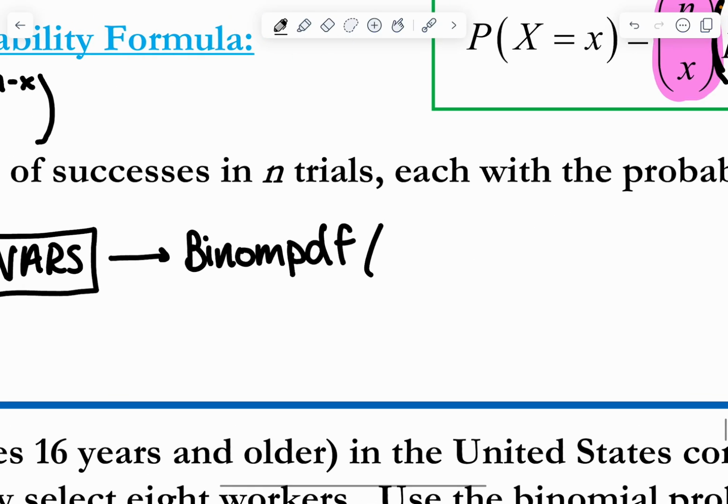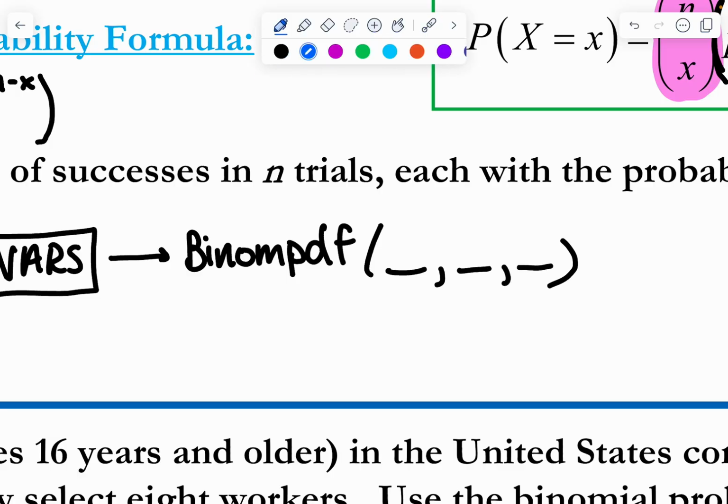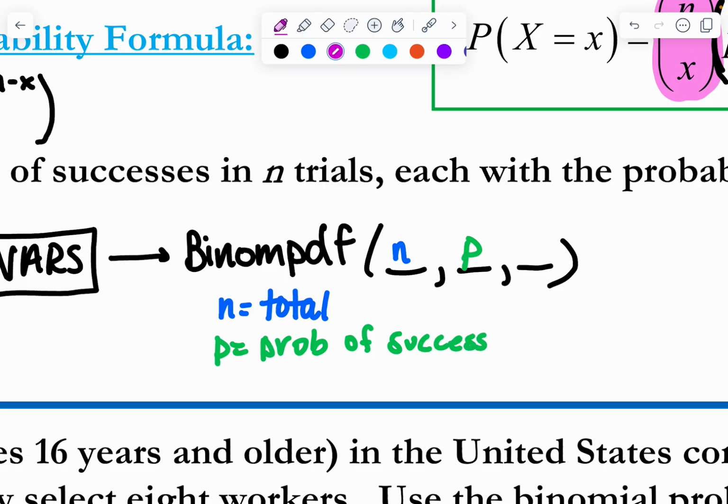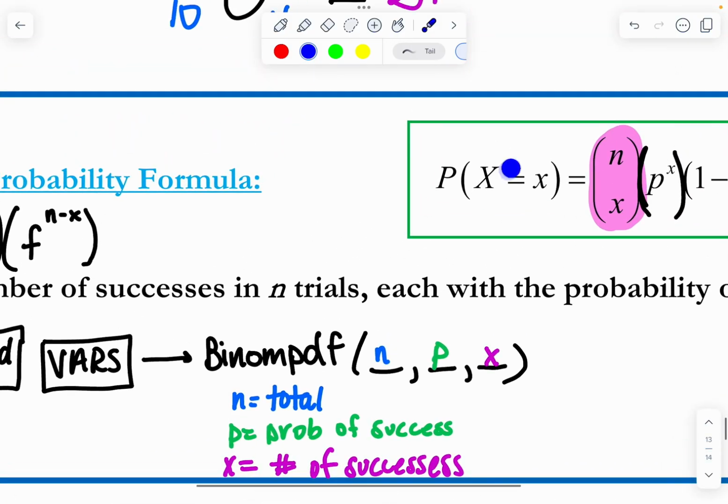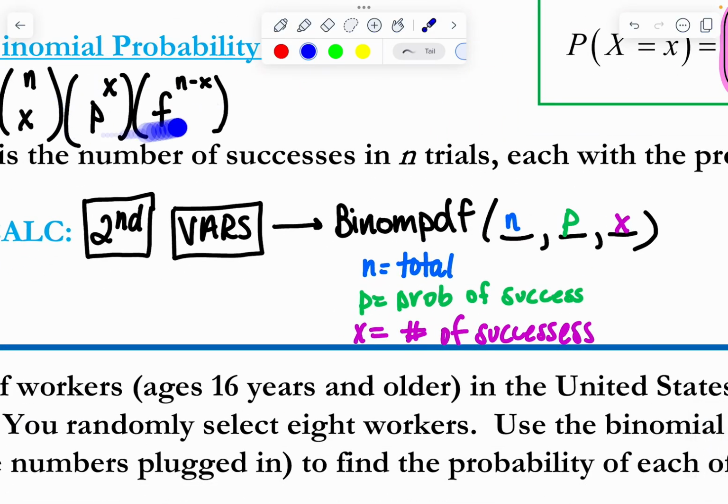And it's going to ask you to plug in 3 values, because the calculator needs to know what it's working with. So the first value is n, which is your total number of outcomes, however many people you're surveying, whatever that is. Then P is your probability of success. So what is the chance that you're going to get what you want? And then X is the number of successes that you're investigating. And what's really nice is the calculator takes all that information and very quickly does this exact same calculation from the old school formula.